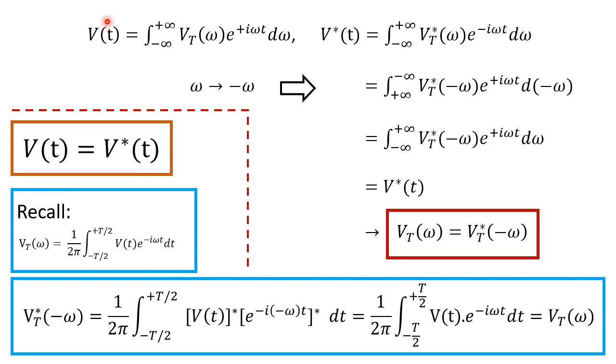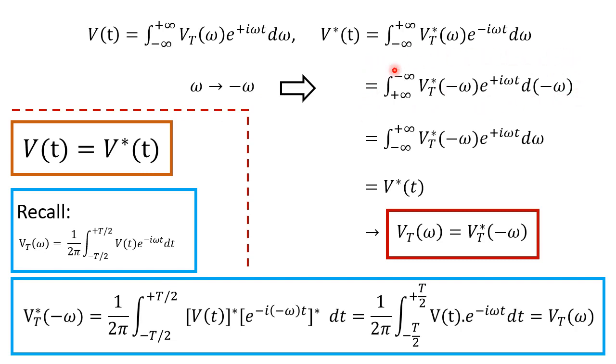Now, if I take the complex conjugate of this particular expression, on the right hand side I need to take the complex conjugate of every complex quantity here. That is, my V_T of omega becomes V_T star of omega. My exponential i omega t, its complex conjugate is exponential minus i omega t, and d omega. Now you see that you just make this transformation of the dummy variable omega going to minus omega. You will get the following relationship.